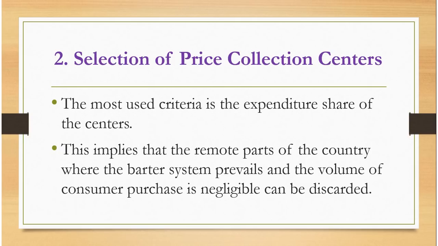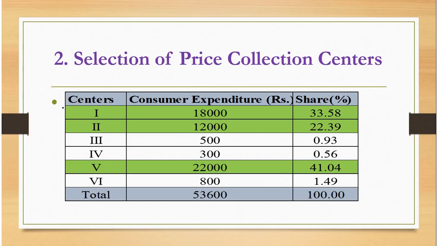So while selecting the price collection center, the most important criteria is the size of economic activities in those centers. We proxy that size by using the expenditure share of the centers. So what this implies is that the remote parts of the country where the size of the economic activity is very small, where only few goods and services are purchased, they are less likely to be selected as the price collection centers. So again, we move to our hypothetical economy.